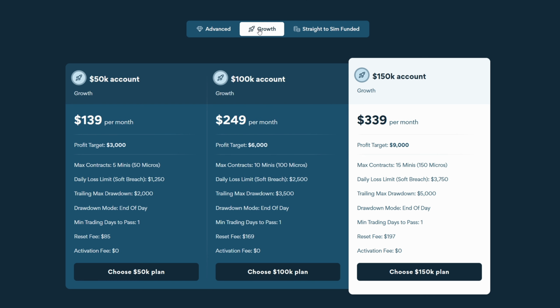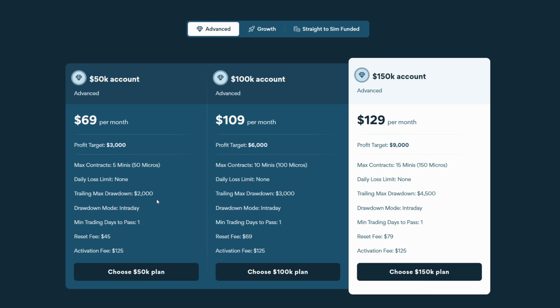If you come over here to the growth plan, we can see that one has an end of the day trailing drawdown. So in my book, that makes it better than the advanced plan. In the advanced plan, you have an intraday trailing drawdown, very similar to Apex accounts. If you've ever traded with Apex, one of the main differences would be the amount of contracts you can trade and the total drawdown amount.